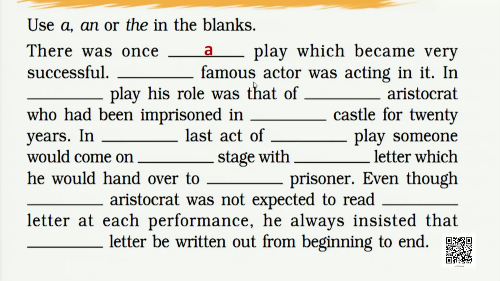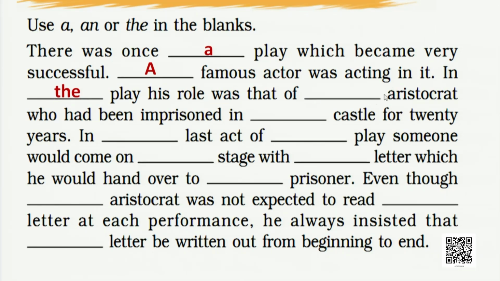Next sentence is dash famous actor was acting in it. So here also the actor is being introduced for the first time in the sentence, so we will put a or an, and as here it is F, the sound of F is F, which is consonant, we will put a here. In dash play, his role was that of dash aristocrat who had been imprisoned in dash castle for 20 years. So here again we can see that in play, now we already know which play we are talking about, so it is definite, so we will put the here.